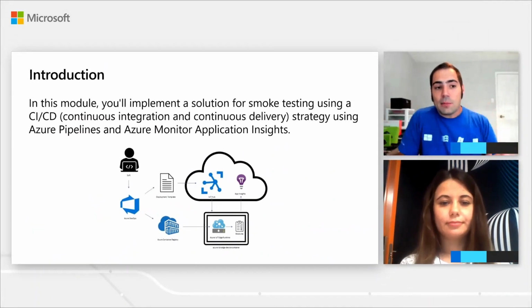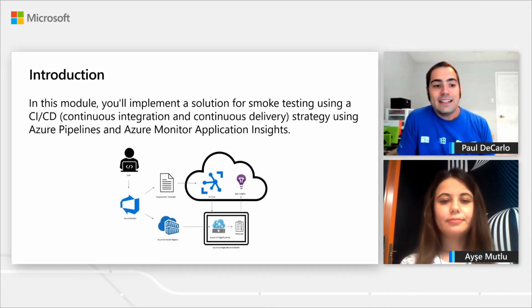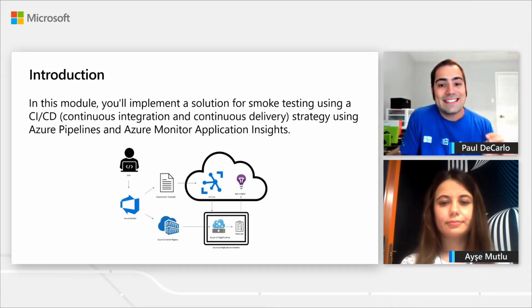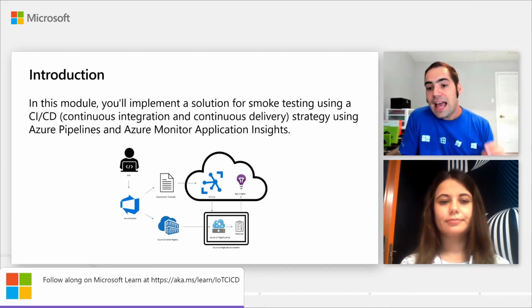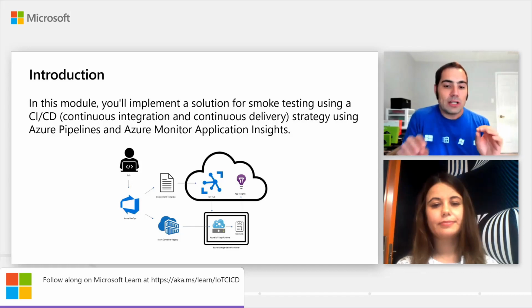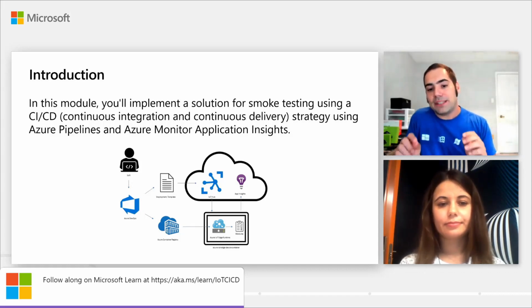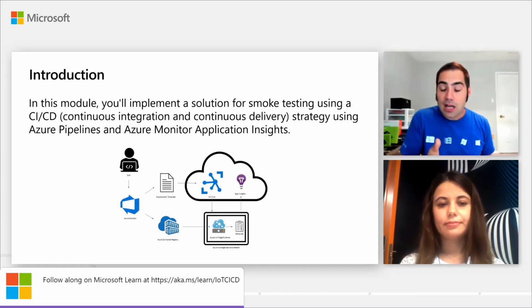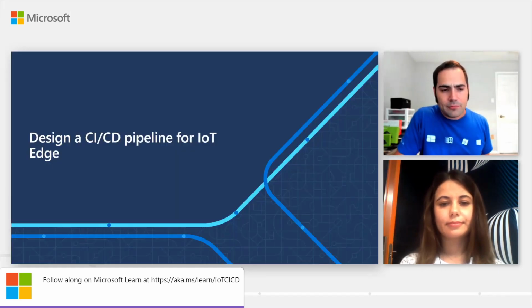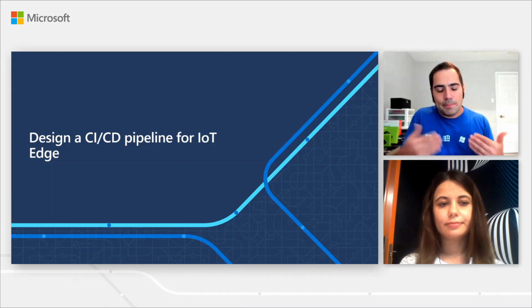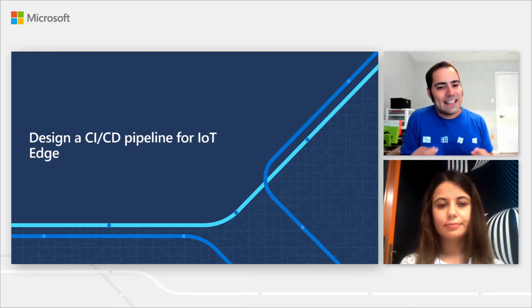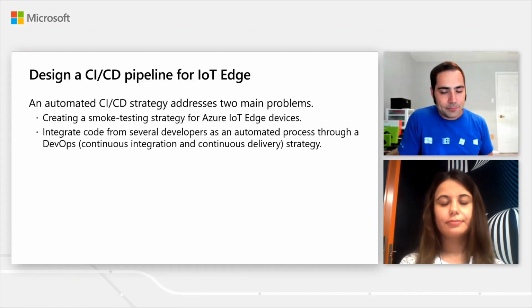Now, in summary, what we're going to essentially do throughout this module is implement a solution that will allow us to smoke test using CI/CD with virtual Azure IoT Edge devices within an Azure pipeline, and we're going to back that with something called Azure Application Insights to be able to monitor those workloads when they get shipped down to our virtual device. So we're going to start by giving a bit of background on designing a CI/CD pipeline for IoT Edge, and then we'll get started with our first exercise.